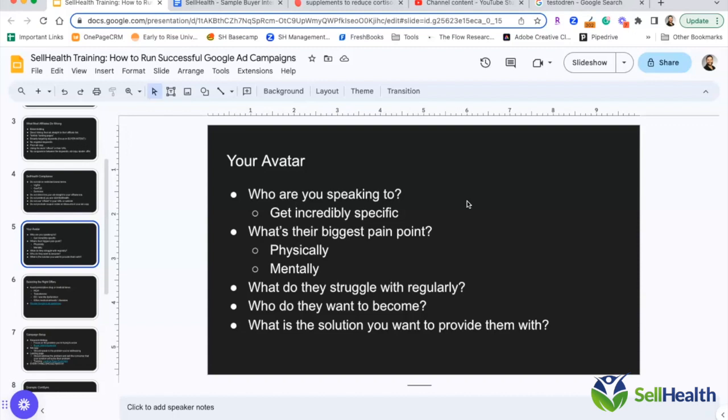So whether it's a pay-per-click ad that you're working on, or the landing page, let's say it is, again using the testosterone example, the guy's name is Jim. Jim is a 50-year-old man who struggles with low testosterone. What's Jim's biggest pain point, physically and mentally, having low testosterone levels? What does Jim struggle with regularly? Who does Jim want to become? And what's the solution that you want to provide Jim with?